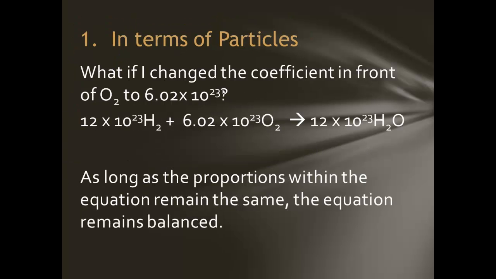I could even take a look at it in terms of Avogadro's number. What if I change the coefficient in front of oxygen to 6.02 times 10 to the 23rd? Well, then these two things would adjust proportionally also. I would have 6.02 times 10 to the 23rd molecules of oxygen, 12 times 10 to the 23rd molecules of hydrogen, and the same thing, 12 times 10 to the 23rd molecules of water. I still have that 2 to 1 to 2 relationship. As long as the proportions within the equation remain the same, my equation remains balanced, and I can keep making my predictions.